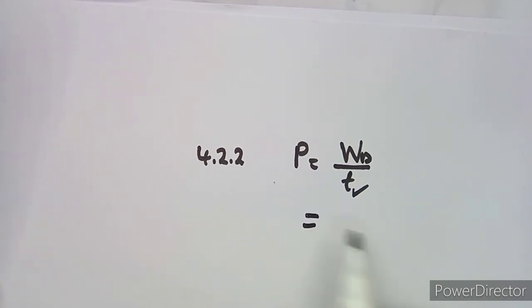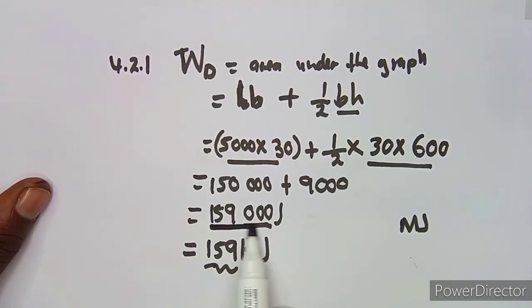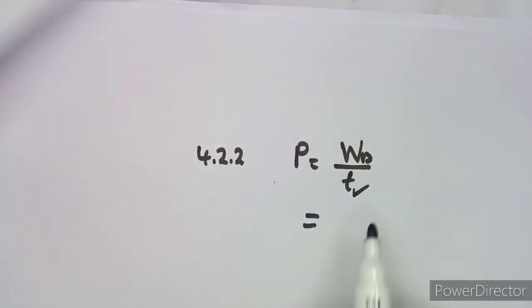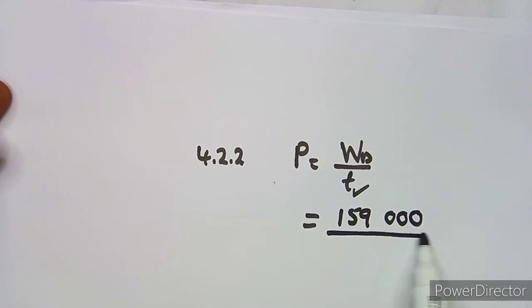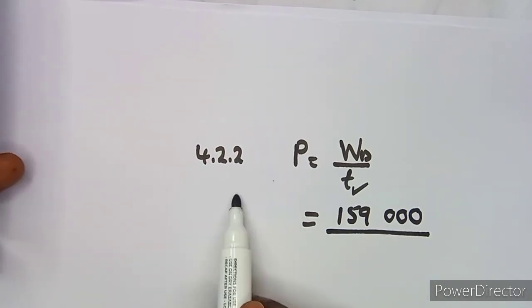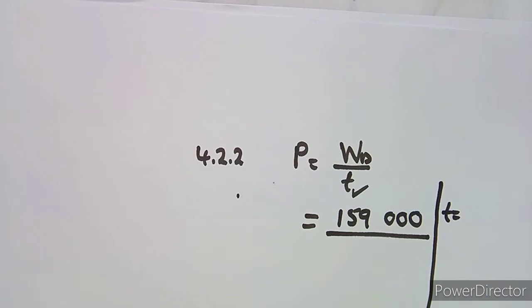So which means we shall have something like this. Already the work done is there, which is 159 kilo, but remember I said 159 kilo is same as 159,000. So we're going to use 159,000 over the time that we are given. This time that we are given here, let me just put it aside. Oh, it's 5 minutes. We are given our time as 5 minutes, but we are supposed to convert this to seconds.